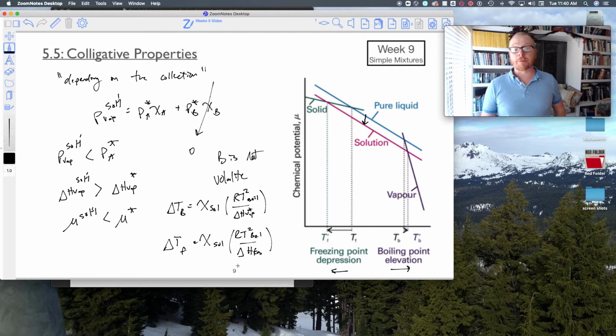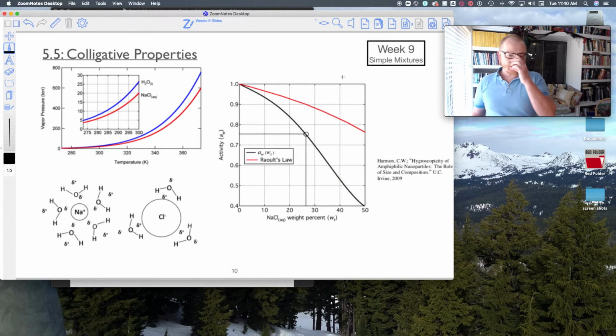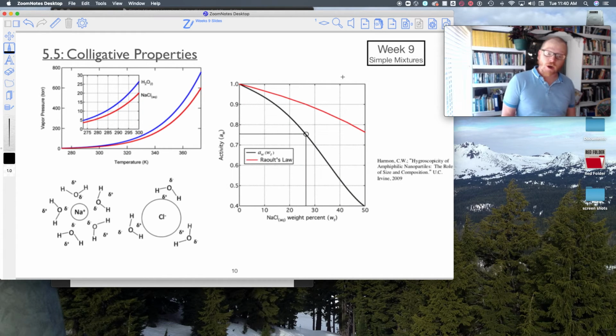Okay, so each of these in the parentheses give us the boiling point elevation constant and the freezing point depression constant, okay? So I'm just going to show you a couple slides of things that I worked on in my thesis in this same area. So I looked at how sodium chloride particles in the atmosphere can form clouds.